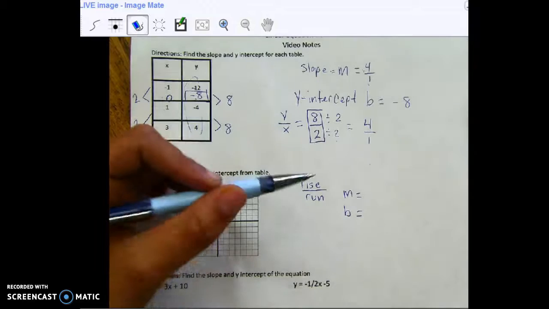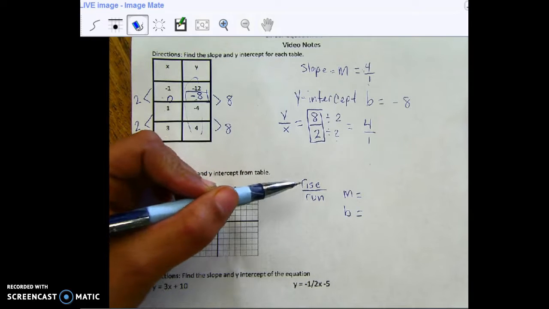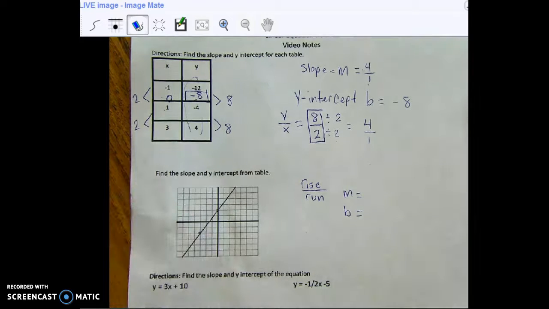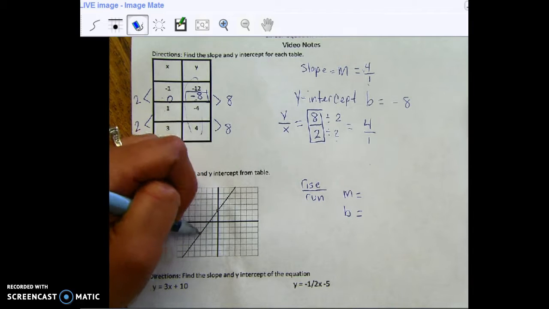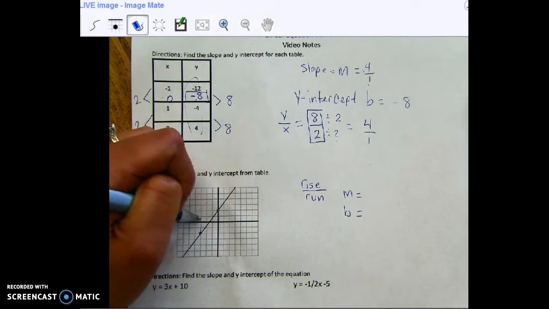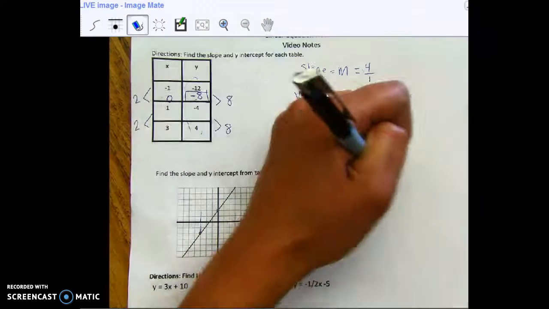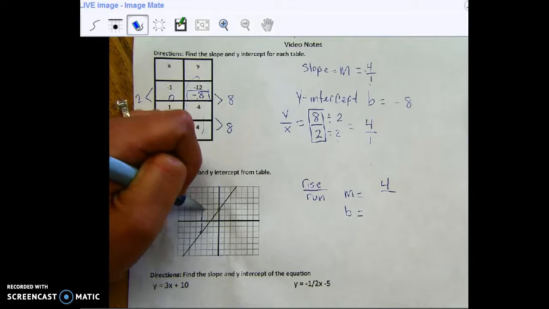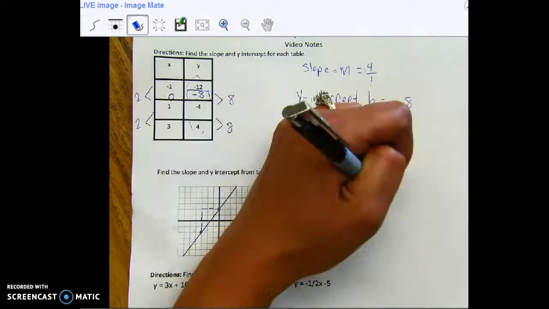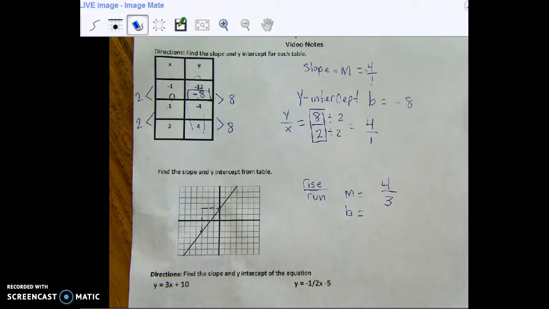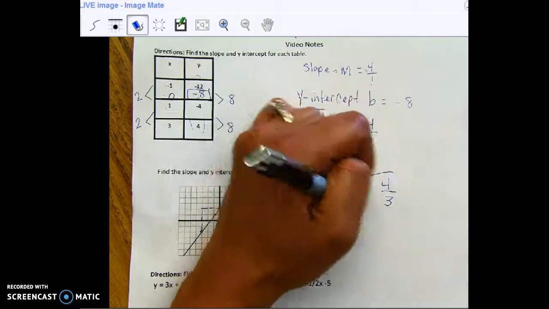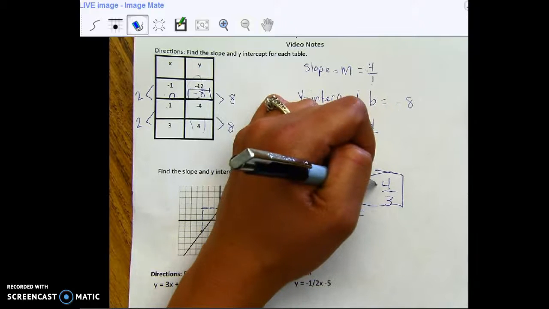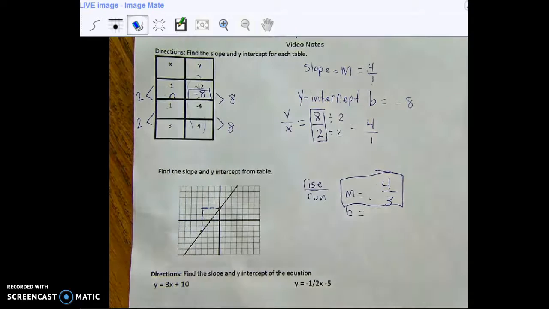All right, so rise, remember I'm going to watch if I'm going up, it's positive. If I'm going down, it's negative. You have your notes. I'm going to use these 2 points. I go up 1, 2, 3, 4. So I went up 4, which is positive, and I go to the right, 1, 2, 3. I went to the right, 3. 4 over 3 is my slope.